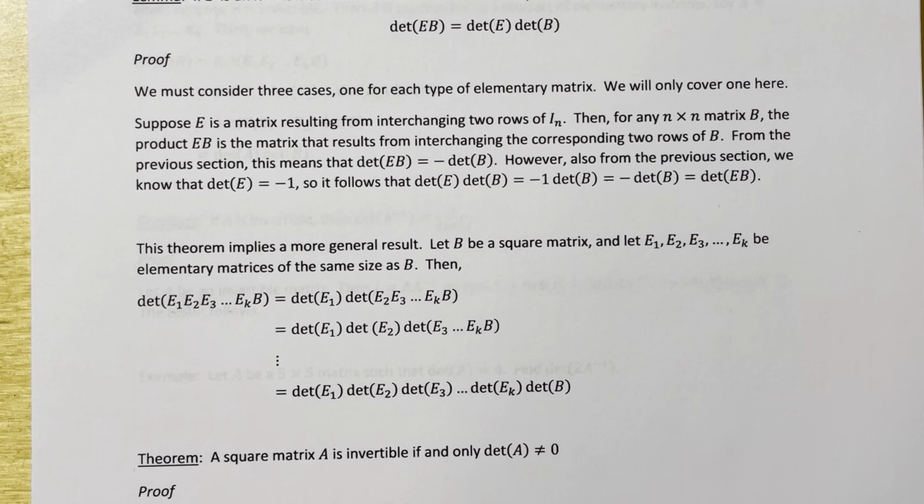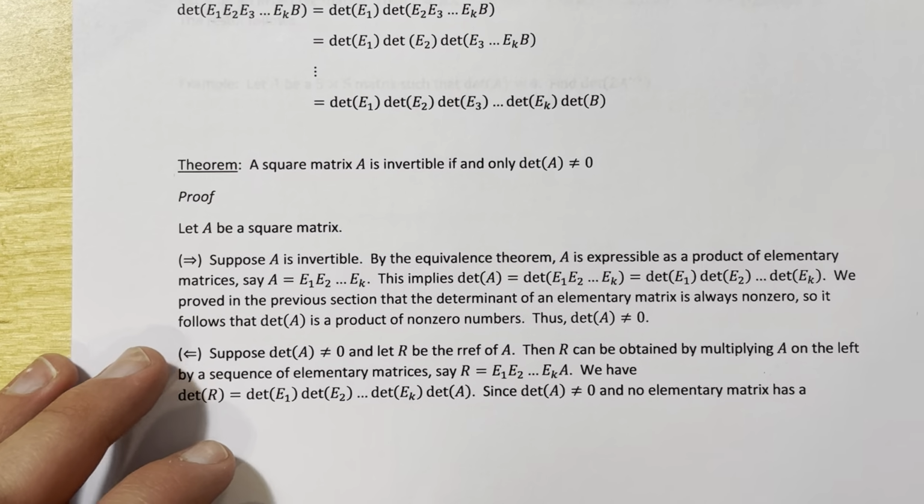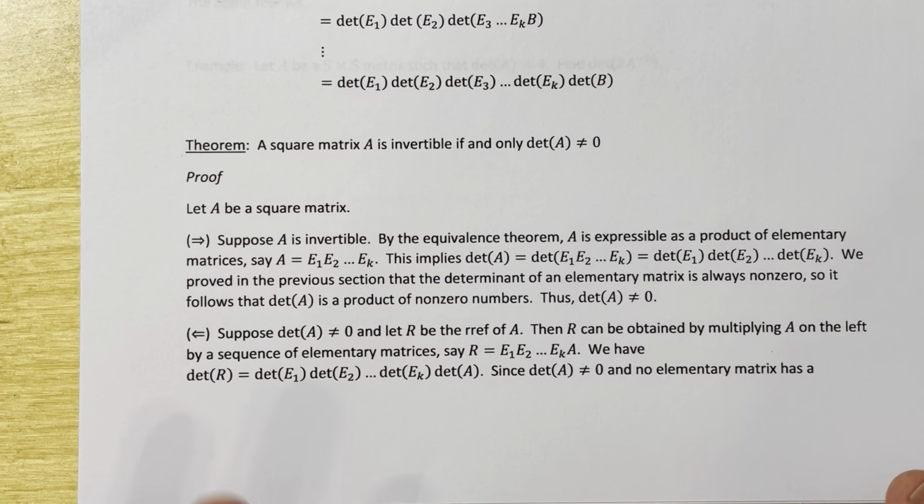So right away we get an extremely useful theorem that follows from this, which we are going to use throughout the course. This is a very, very important theorem, and probably the most useful technique for determining whether a matrix is invertible or not. The theorem states that a square matrix A is invertible if and only if its determinant is non-zero. That would put this in our equivalence theorem. That's where it's going to end up.